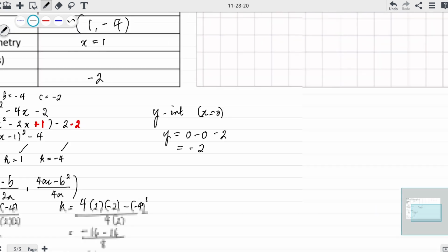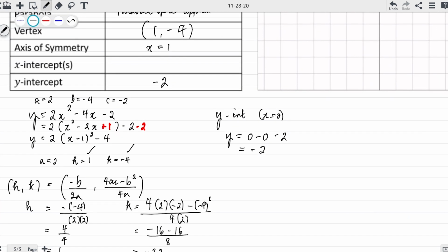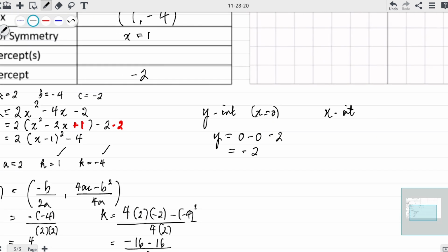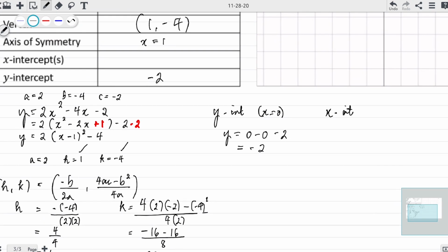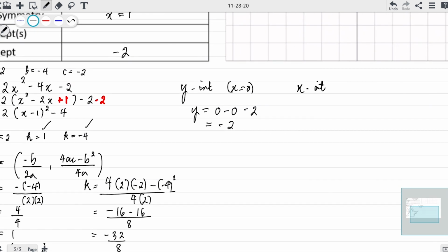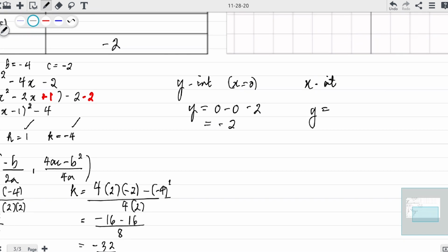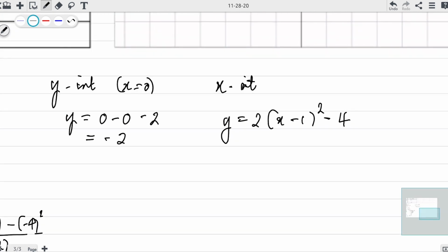And for our x-intercept, I suggest gamitin nyo na lang ulit yung vertex form. Or you can use the original. Set y to 0, and then you can use the quadratic formula. Or you can do factoring if that's factorable. In this case, let's just use the vertex form. So, you have 2(x minus 1) squared minus 4. I'm just going to confirm kung minus 4 nga. Yeah, it's minus 4. Okay.